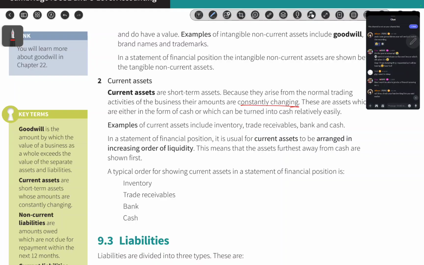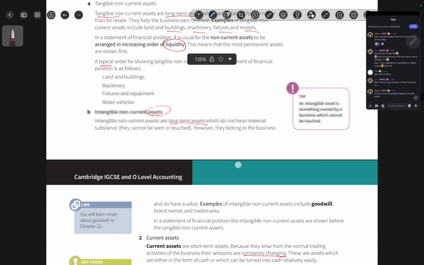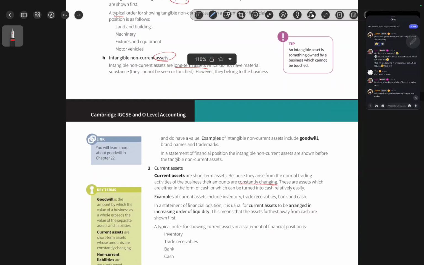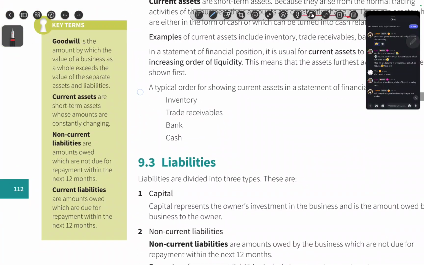In a statement of financial position, it is usual for current assets to be arranged in increasing order of liquidity, so that the assets furthest away from cash are shown first. You just have to apply the same concept: furthest away from cash first, and then cash is the last. So inventory, trade receivables, bank, cash. Let's look at the definitions.